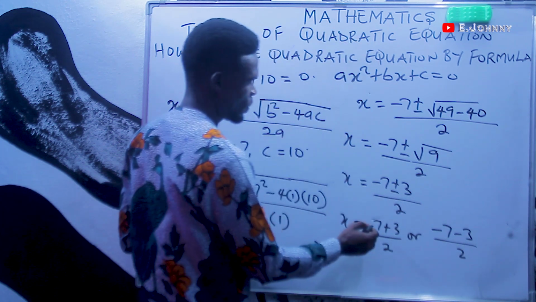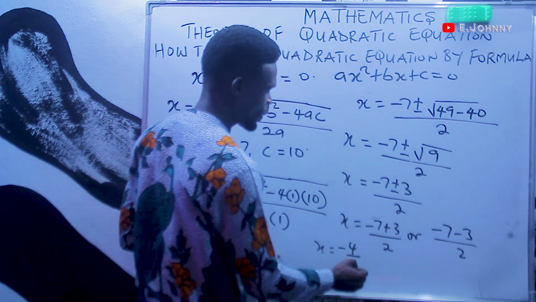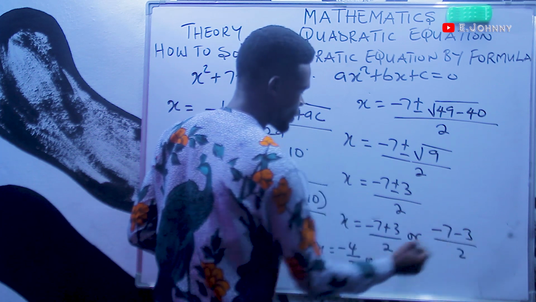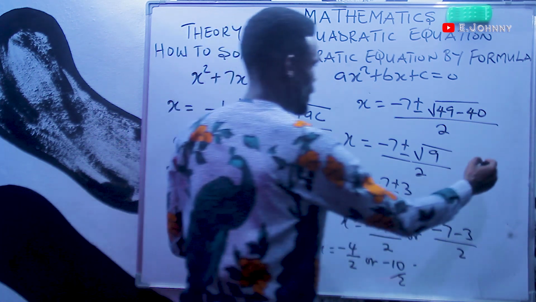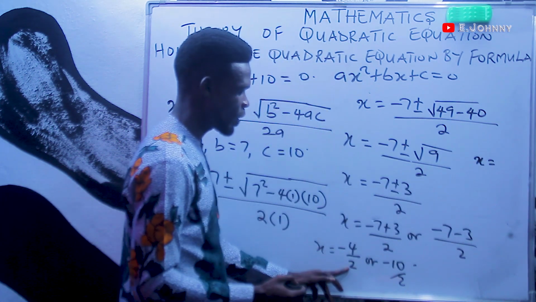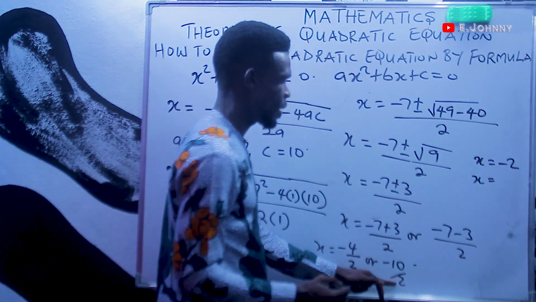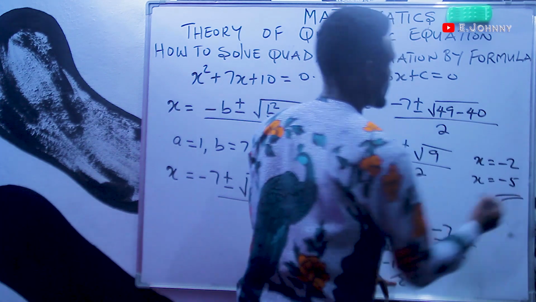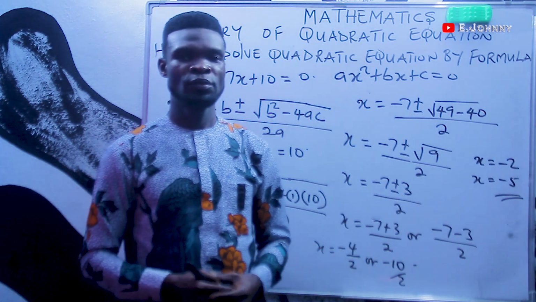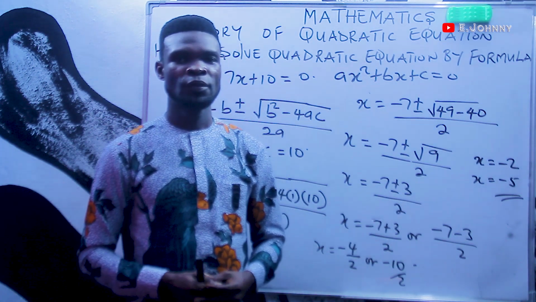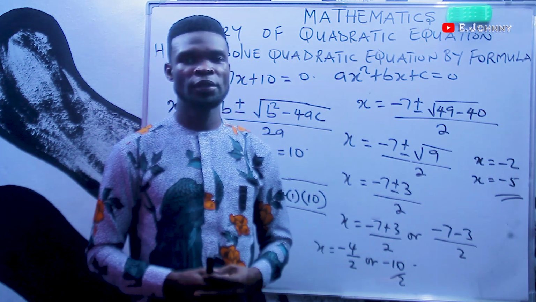So x is equal to minus 7 plus 3, which gives you minus 4 divided by 2, or minus 7 minus 3, which gives you minus 10 divided by 2. So x is equal to minus 4 divided by 2, which gives you minus 2, or x is equal to minus 10 divided by 2, which gives you minus 5. So these are the values of x. You can see how easy and simple it is to use the quadratic formula. I'm going to give us another example for better clarity.